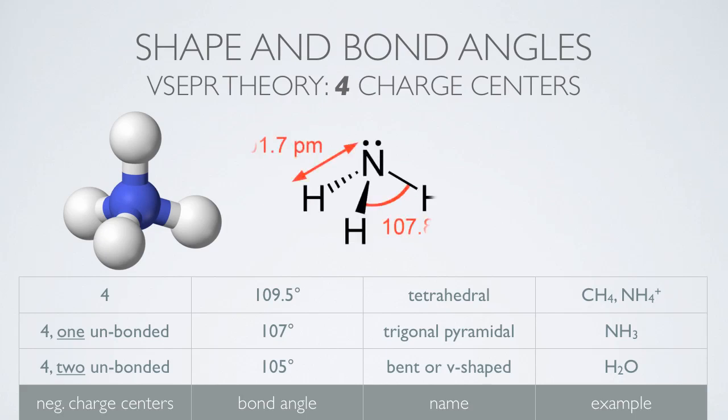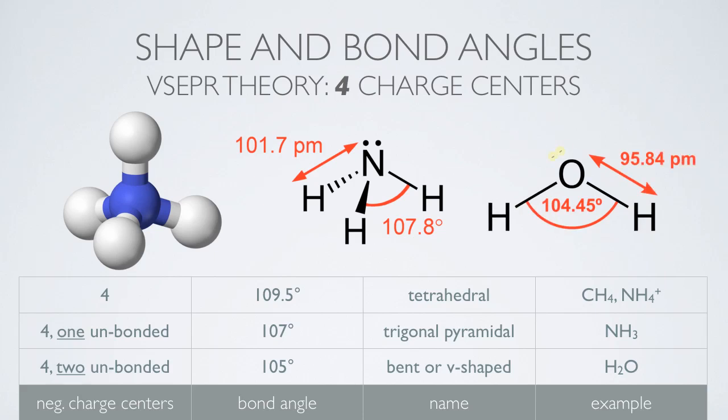If one of the four charge centers is an unbonded pair like in ammonia, then the shape of the molecule is trigonal pyramidal and the bond angles are slightly reduced, down to 107. If two of the charge centers are unbonded pairs, like in water, then the shape of the molecule is bent or V-shaped, and the bond angle is further reduced down to 105 degrees.